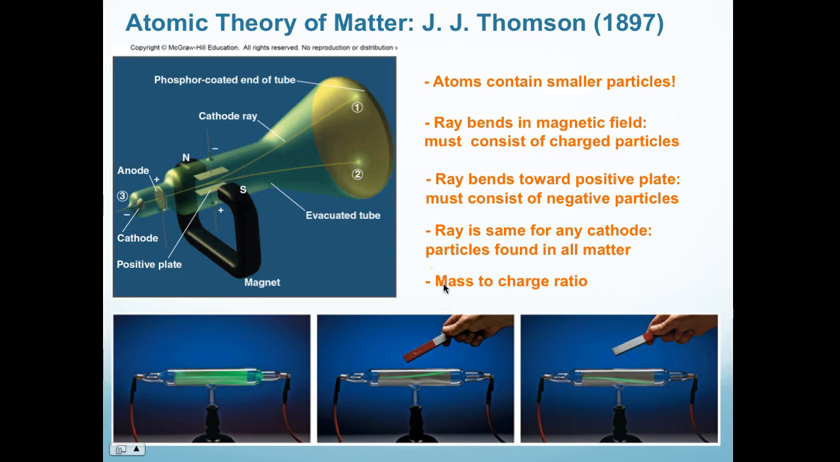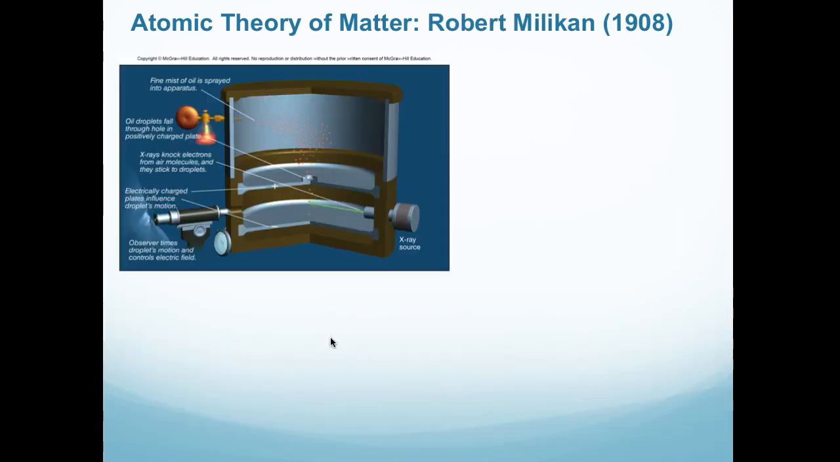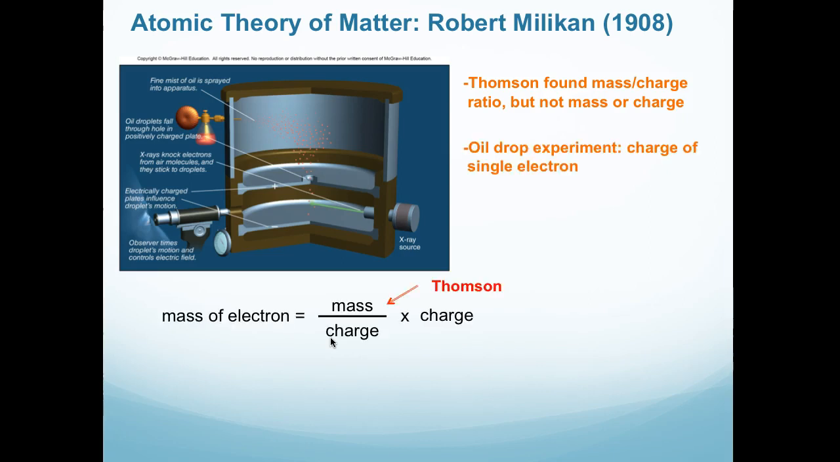So something else that J.J. Thomson discovered is the specific mass to charge ratio of the electron. So a little bit later, Robert Millikan came along and used that information. So again, Thomson found the mass to charge ratio of the electron, but didn't find the actual mass of the electron or charge of the electron. So he performed an oil drop experiment and was able to discover the charge of a single electron. And then plugging it into this equation, well, if you already know the charge and you already know the mass to charge ratio, then you can also figure out the mass of the electron. So let's see how this experiment worked.